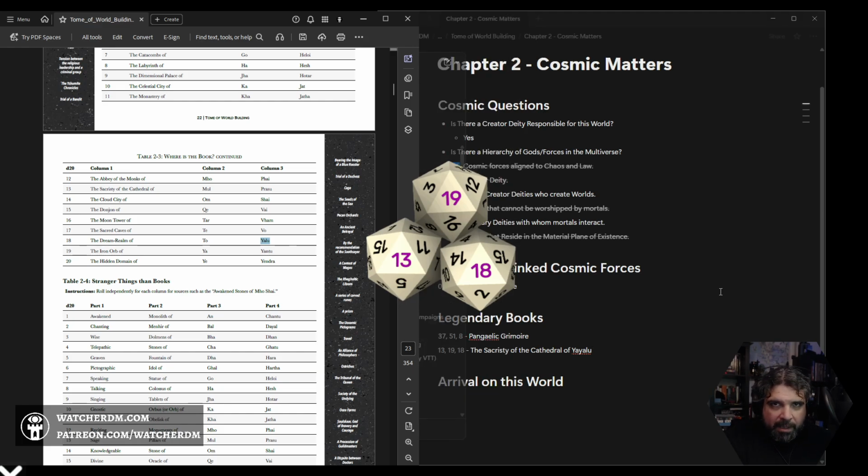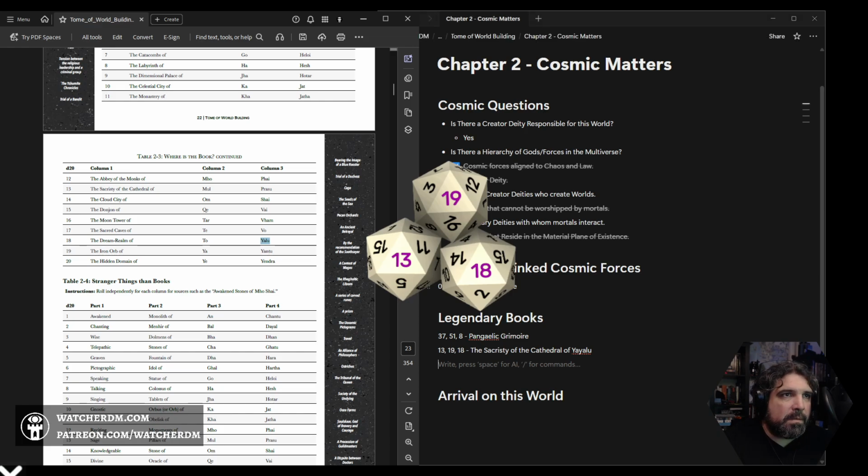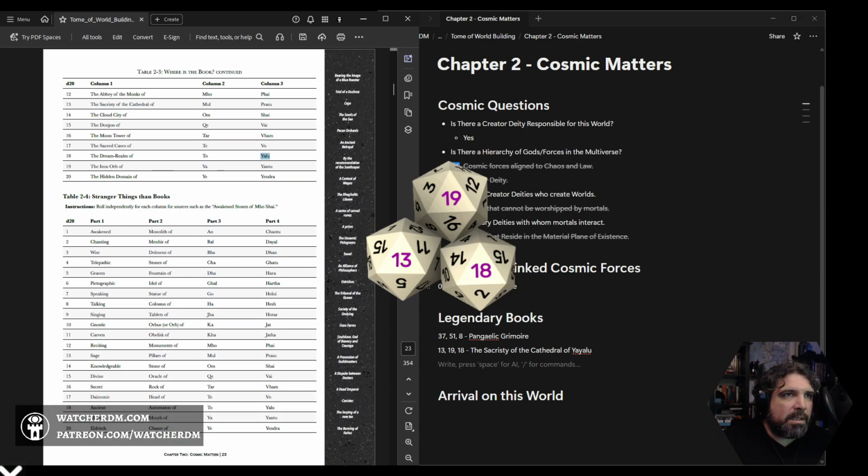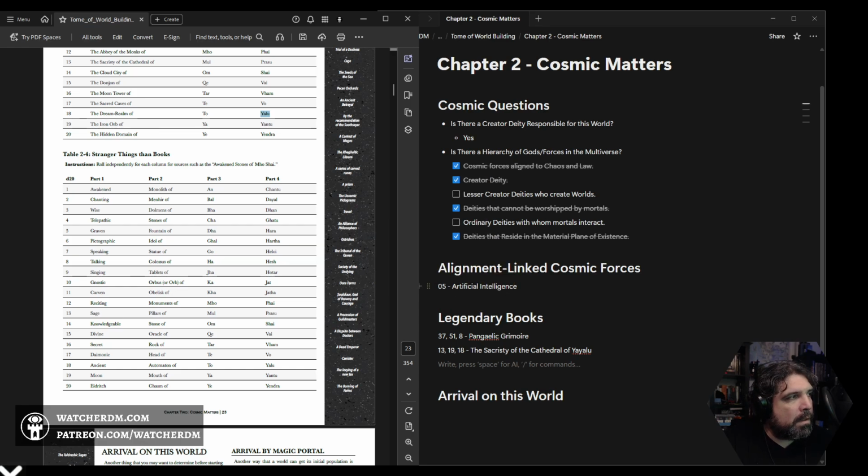Oh, I like that. Let's get some more stuff. What is this? Another D20 table? All right, let's do it. So I'm going to clear these. We need 4. 1, 2, 3, 4.